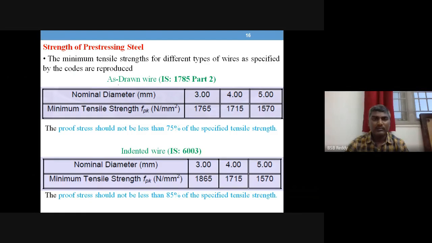Similarly, other wires, such as as drawn wire, which is Part 2 of the code, is available in only these 3 diameters, and proof stress should not be less than 75%. For indented wires, the IS code is 6003, the respective diameters available are these, and similarly proof stress should not be less than 85% of the specified tensile strength value.